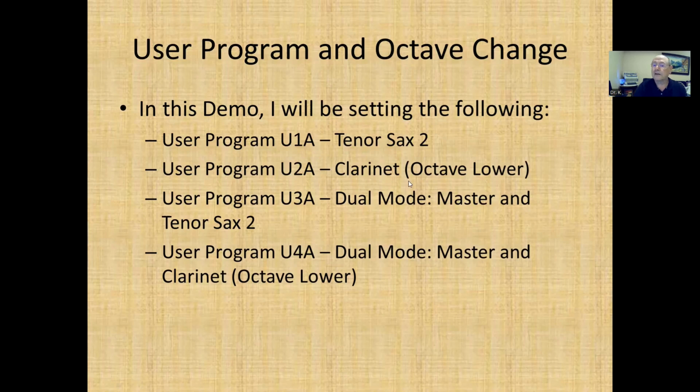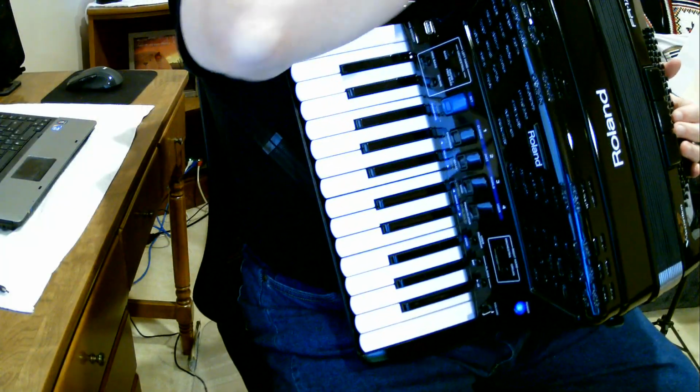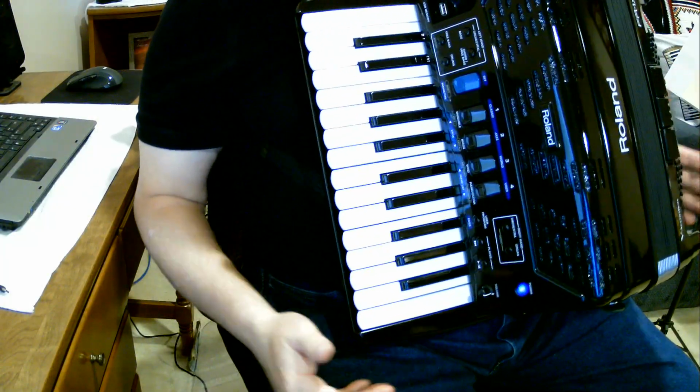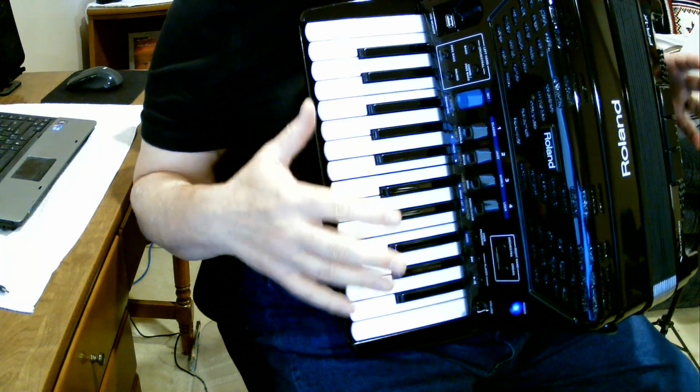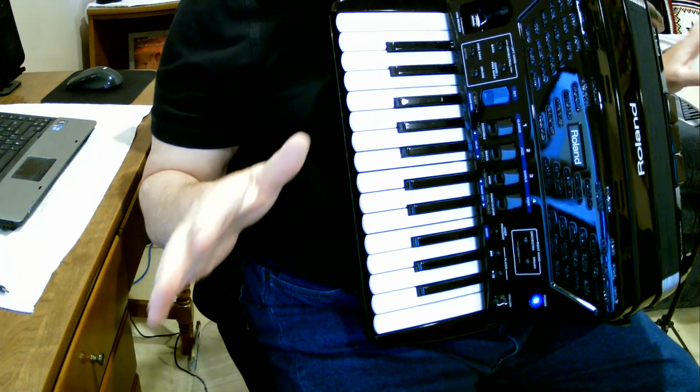In U2A, I'm going to have a clarinet an octave lower. In 3A, I'm going to have dual mode with a master accordion and that same tenor sax. In 4A, I'm going to have dual mode, master accordion with this clarinet one octave lower. All right, I think you're able to see here. So this is just the turn on set. I mean, that's all I've done. I've just turned it on.